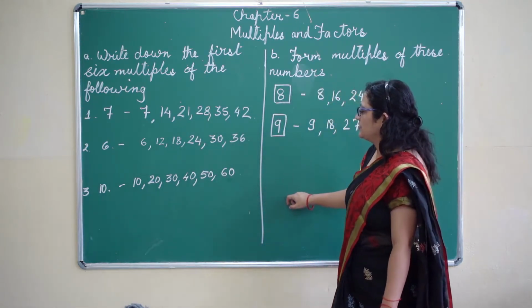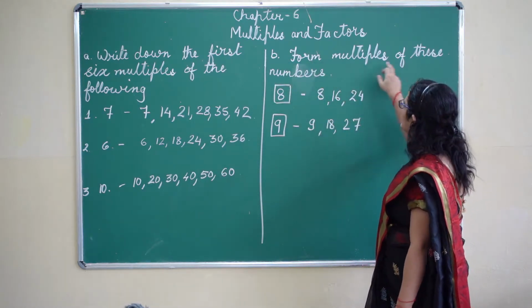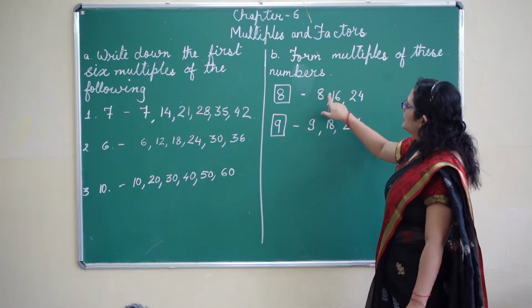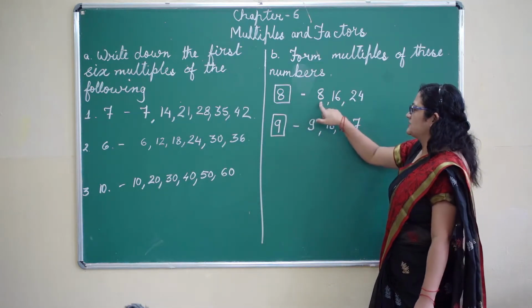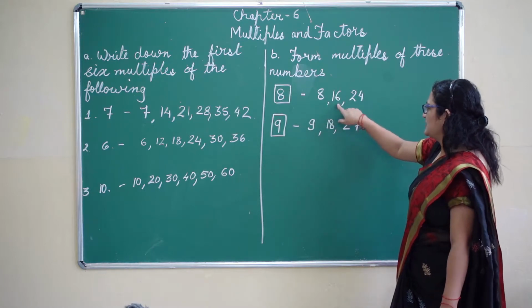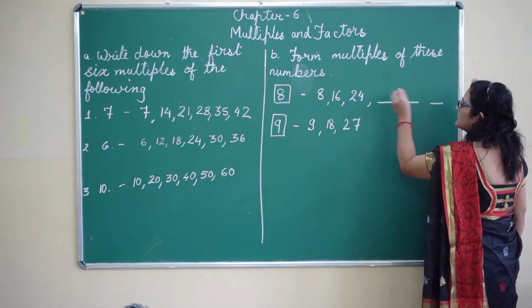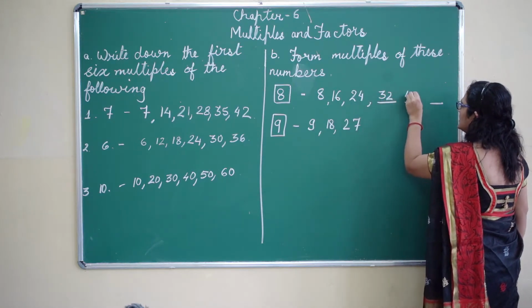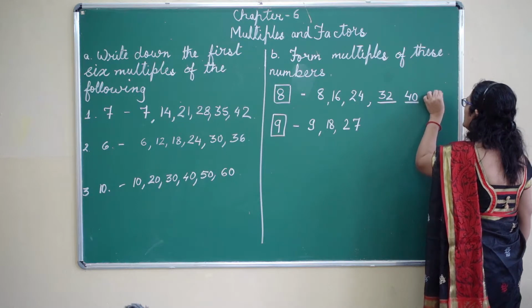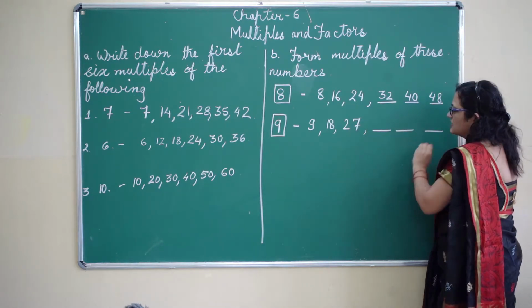Okay, now we'll move on to the next question. B. Form multiples of these numbers. Okay, form multiples also the same. We have to write the table of 8. 8 ones are 8, 8 twos are 16, 8 threes are 24, 8 fours are 32, 8 fives are 40, 8 sixes are 48.